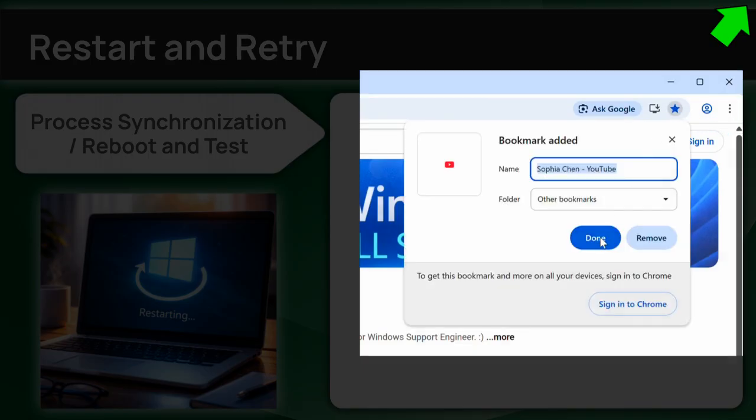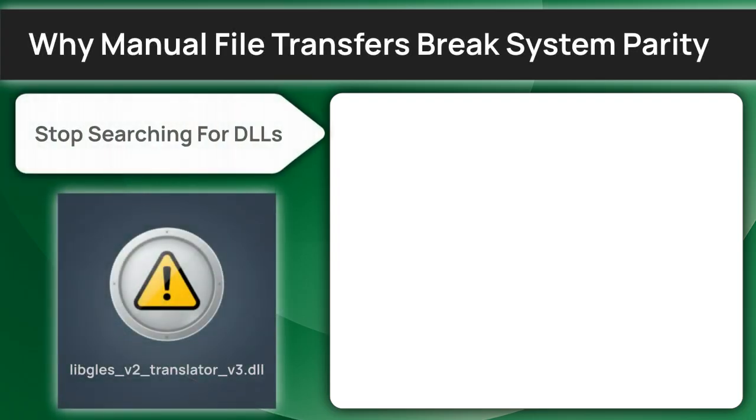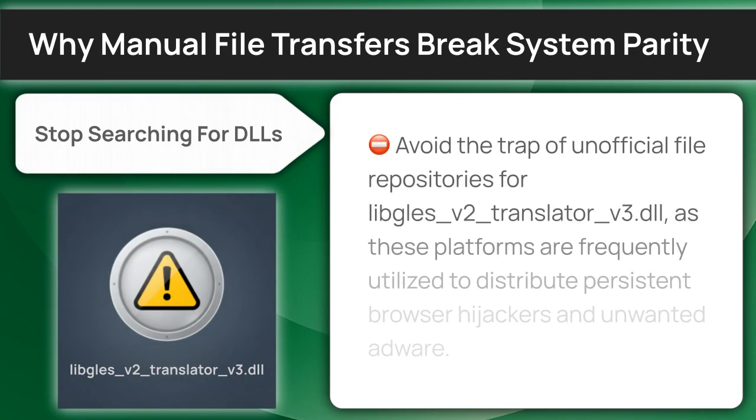For a clean and stable recovery, it's important to stay within verified developer ecosystems. The version of the libGL ES translator DLL found on most download sites is often compiled for different hardware, which can cause your CPU to work harder or crash.